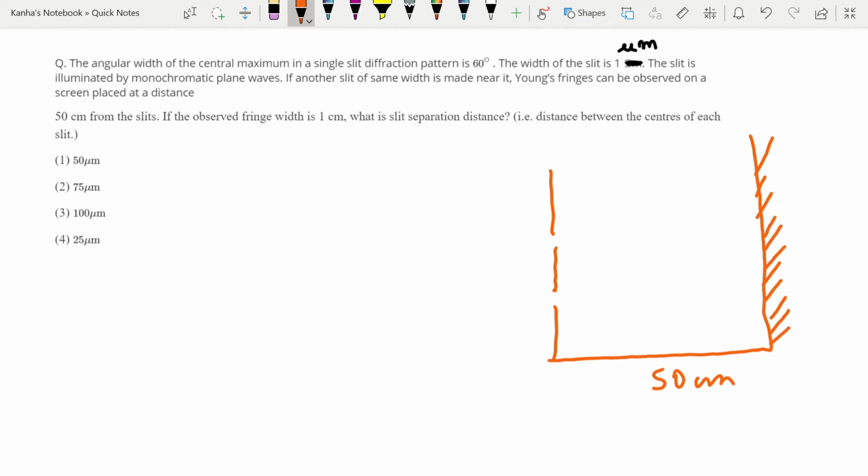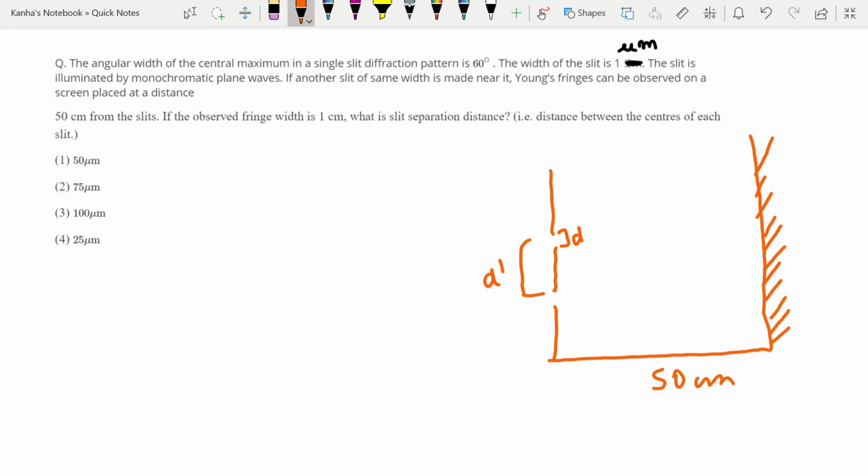First of all, what all is given to you? They've also said the observed fringe width is 1 centimeter. You are supposed to find the slit separation distance. So you are supposed to find this distance. Let's say it is d prime. And let me call this d.